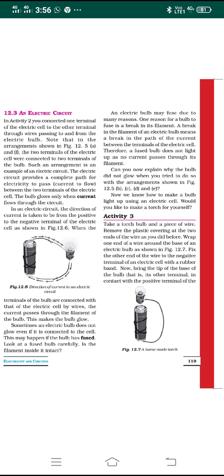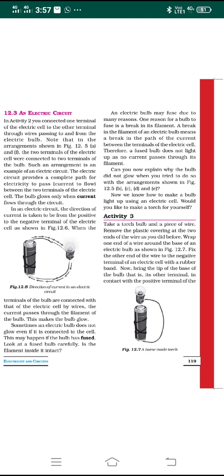Now you can understand why the bulb did not glow when we tried so many different arrangements in figures 12.5 a, b, c, d, e. In all these cases we connected the bulb to the electric cell to make it glow, but it did not, even when we tried many times in different ways. To make a bulb light up using an electric cell, we need to arrange a correct path. It should have a complete circuit, and only then can it light up.